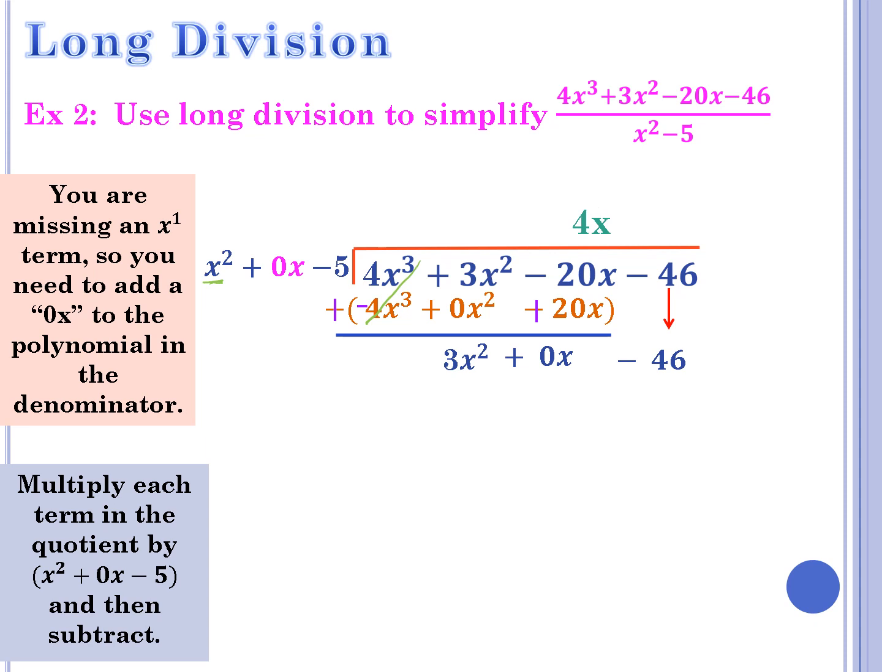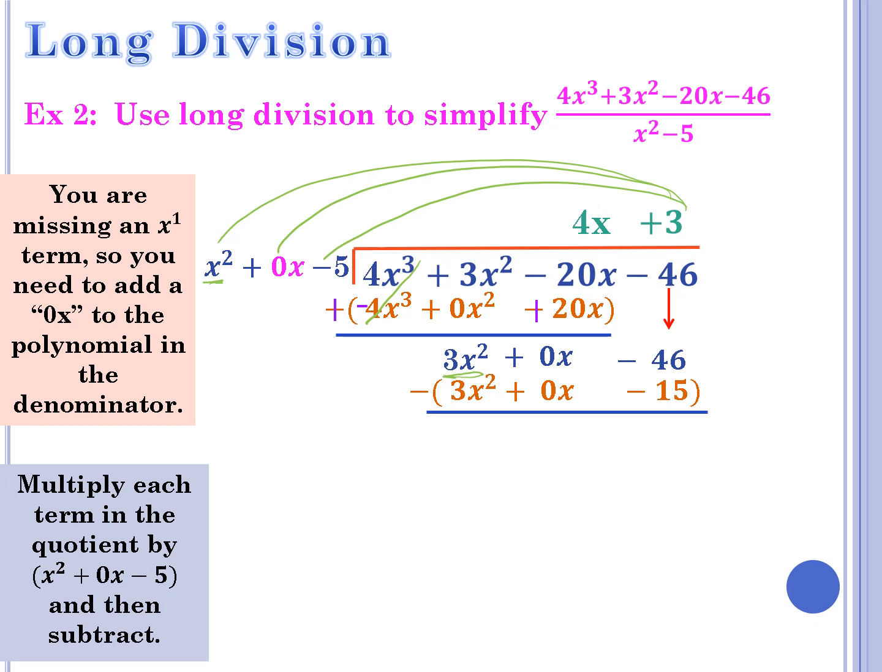So now x squared and 3x squared. What times x squared gives me 3x squared? The answer is 3. So now I'm going to multiply 3 by that trinomial. So 3 times x squared is 3x squared. 3 times 0x is 0x. 3 times minus 5 is minus 15.